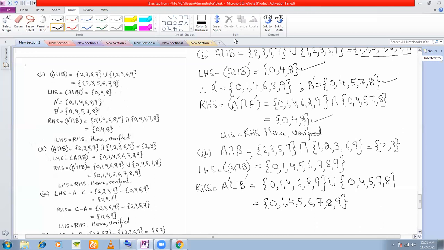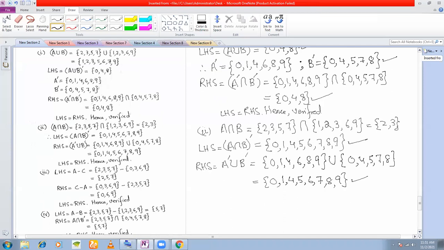Okay, so now you see that A intersection B complement and A complement union B complement are the same, they are equal, right? So therefore we are going to say left hand side is equal to right hand side, hence verified.